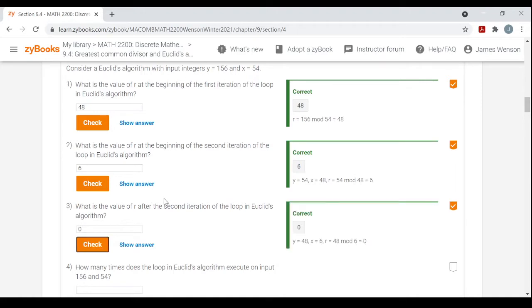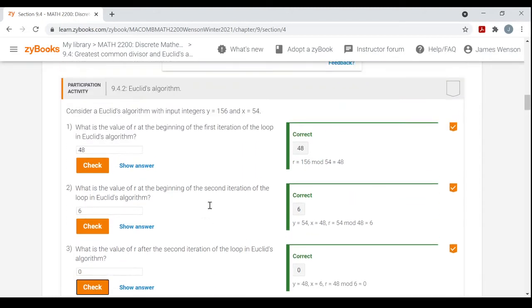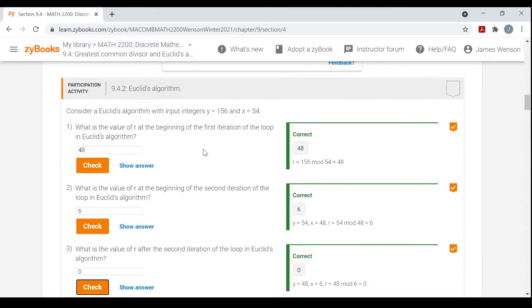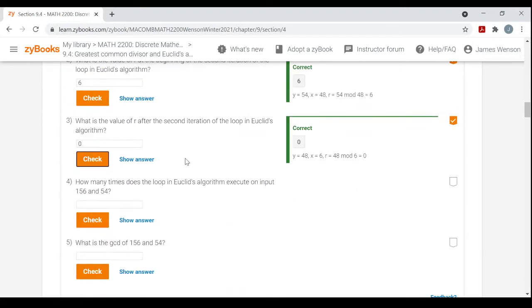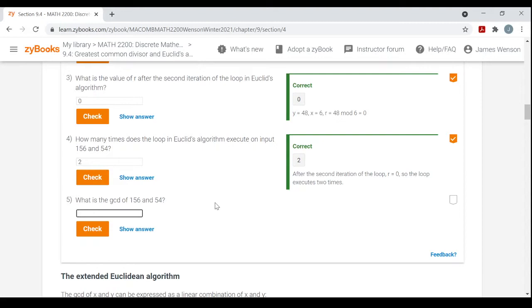So you're done. How many times does the loop execute on input 156 and 54? How many times did it run? I would have had to have run through that loop 3 times, right? Once when r was 48. No, sorry, once when r was 48. Once when r was 6. And then r would have been 0. So I really would have only had to do it twice. So the loop would only run twice. And then what is the greatest common divisor of 156 and 54? It is 6, as I've shown you several times now.